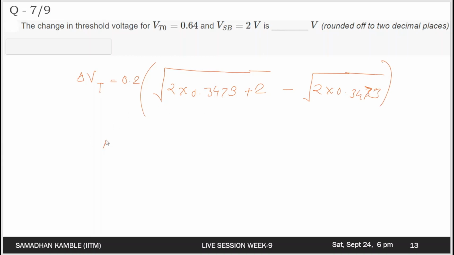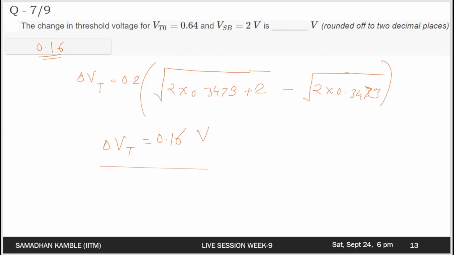Okay, again if we just calculate it, you will get the value of change in threshold voltage for Vt0 of 0.64 is 0.16. It is rounded off.